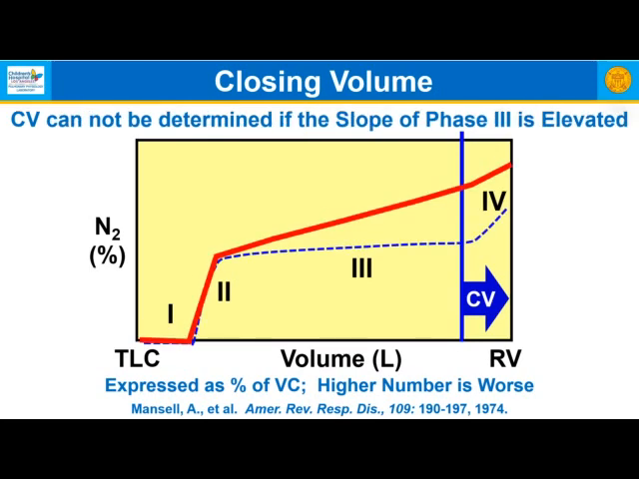Now, if you have a high slope of phase 3, that is, if you have a significantly non-uniform distribution of ventilation, you can't really find phase 4, the closing volume. So this is a test that can only be done in people with normal spirometry and reasonably normal slope of phase 3.